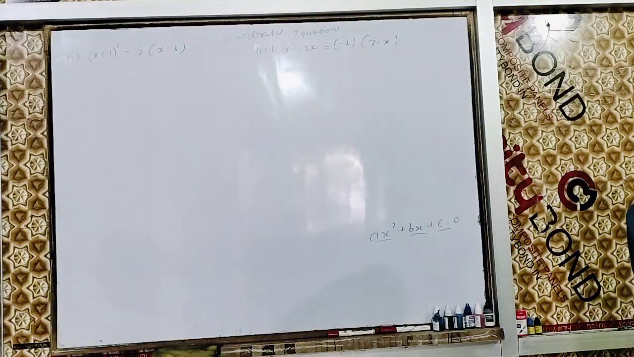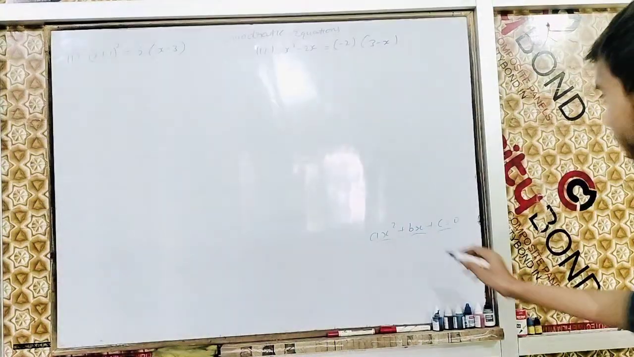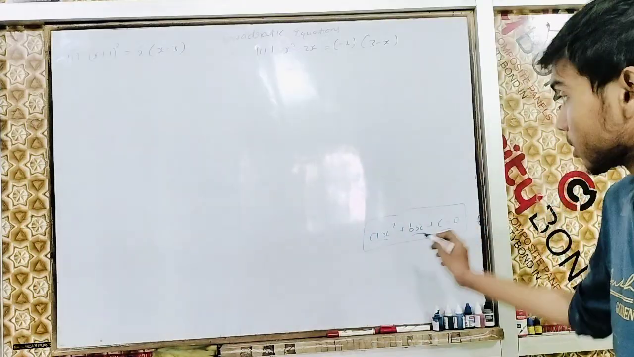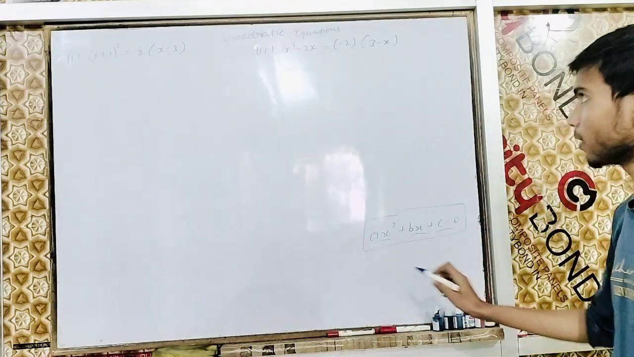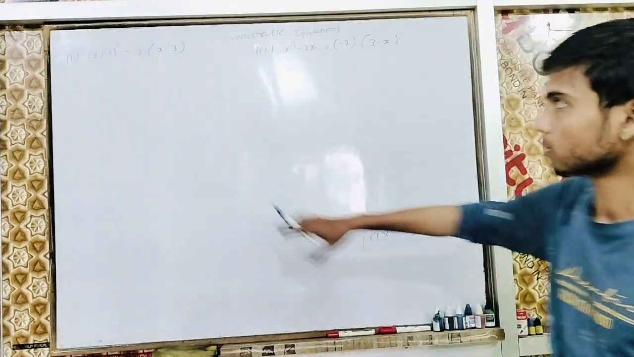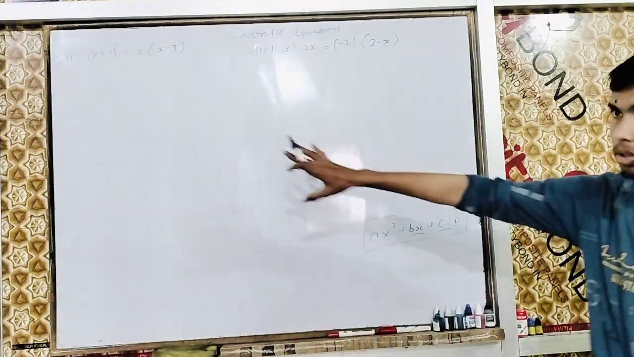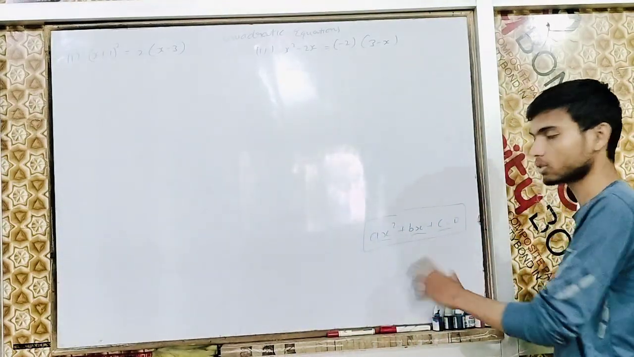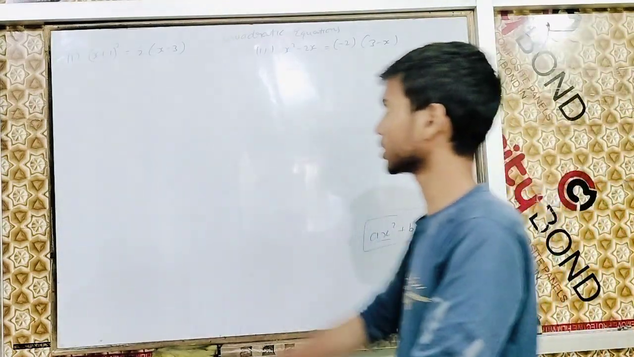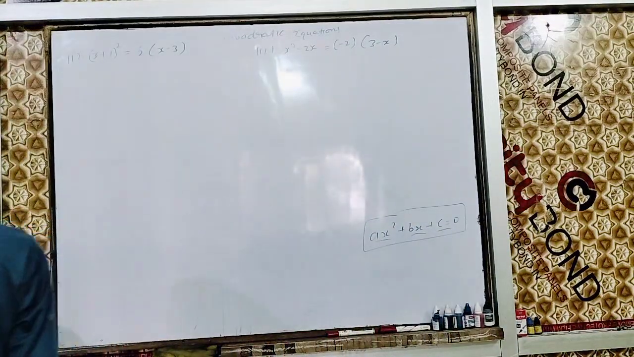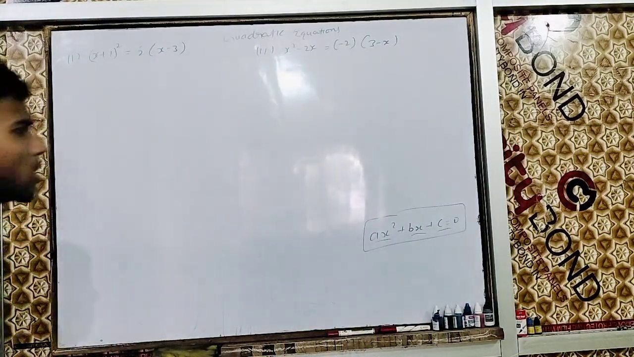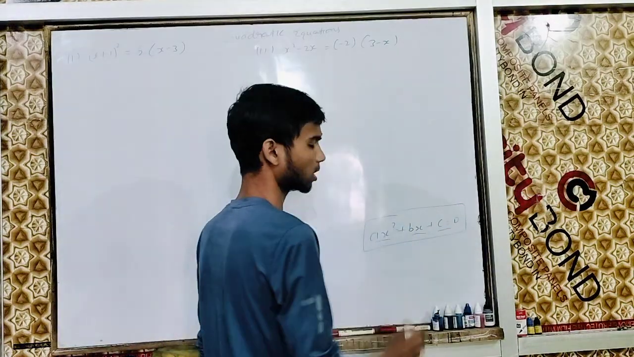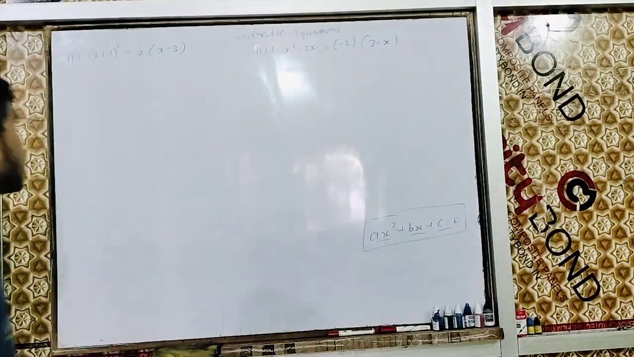But the terms are like that. It is the general form of a quadratic equation. If at the end of this process your equation is coming in this form, then you can say yes, this given equation is a quadratic equation. Quadratic means the highest exponent should be 2. So here you can say the highest exponent is 2.